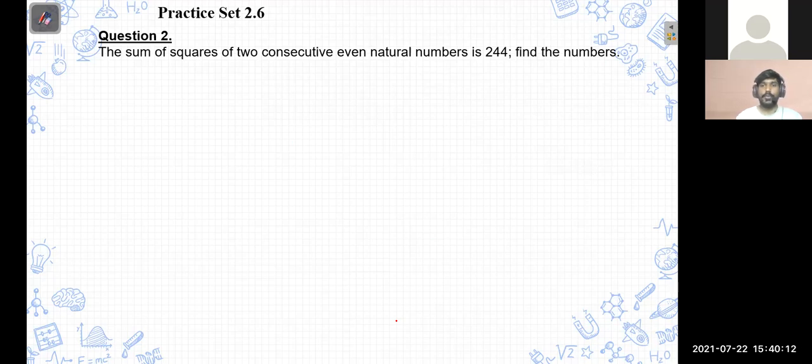Okay. So I'll give you a hint for the start. Let the first even natural number be x. So if the first number is x, what will be the number after x?